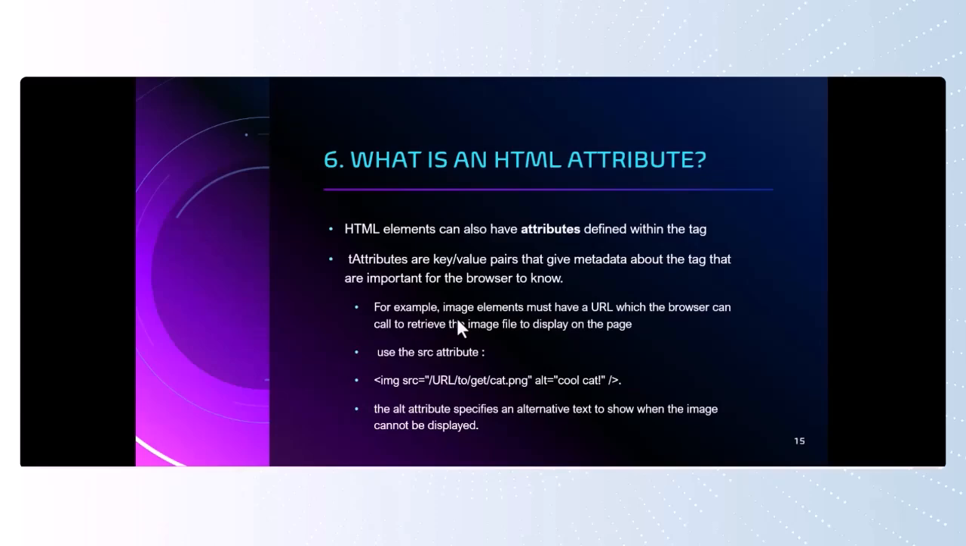For example, image elements must have a URL which the browser can call to retrieve the image file to display on the page. Use the source attribute, for example, the image src equals, and then in the double quotes we have the URL to the location of where the picture is, and then the alt is the alternate text for the browser to display if it cannot display the image.